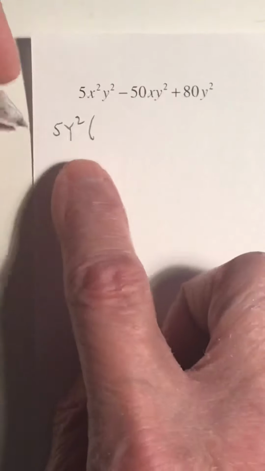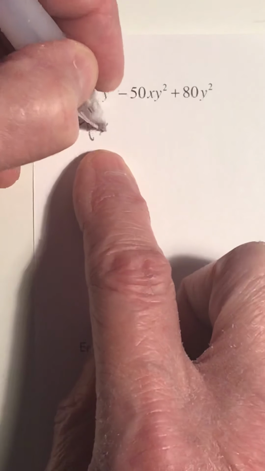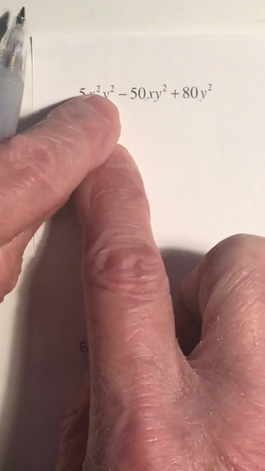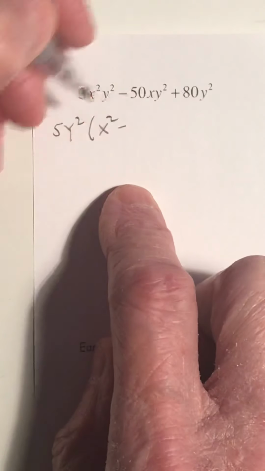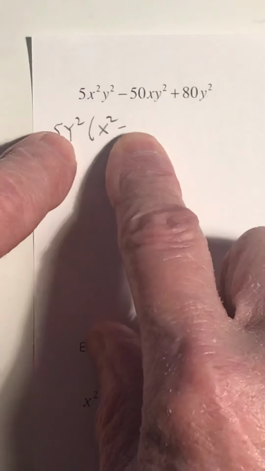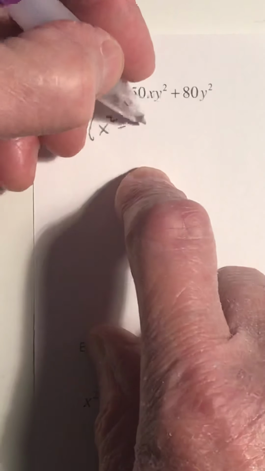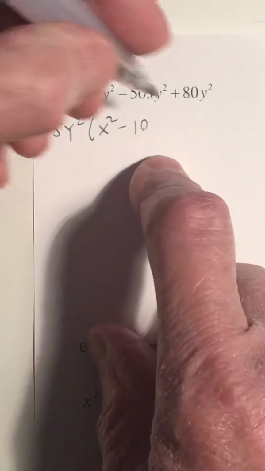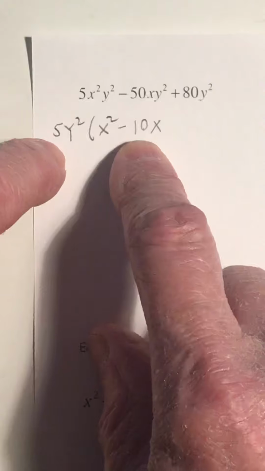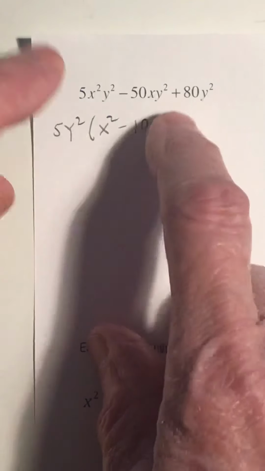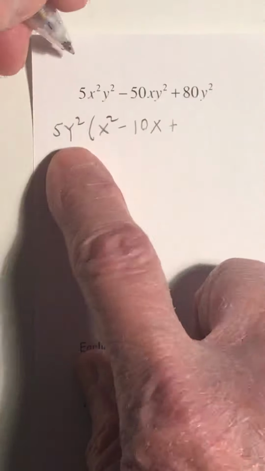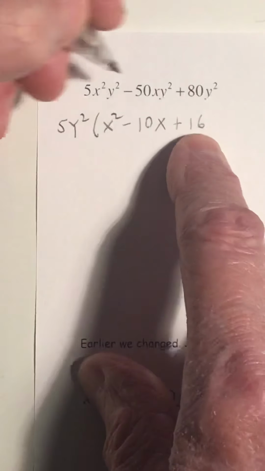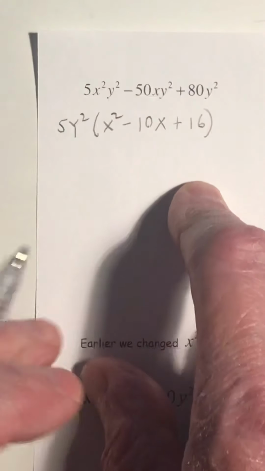Now, very carefully, I think that'll do it. That would make 5y squared x squared. Same thing as that. Order doesn't matter for multiply, right? 5 times 10 to make the 50. And just an x. That will make 50xy squared. Then plus 5 times 16 makes 80. And no other variable to that. It's just going to be 80y squared.